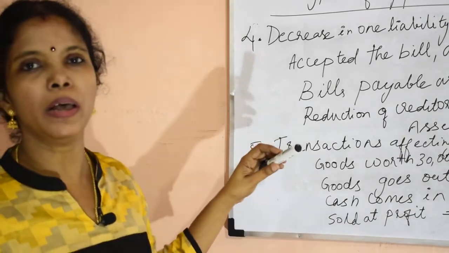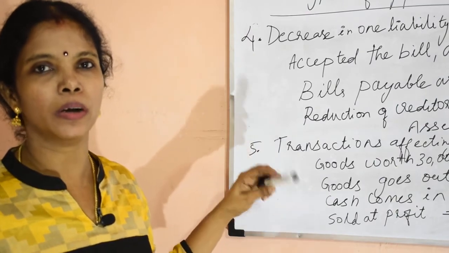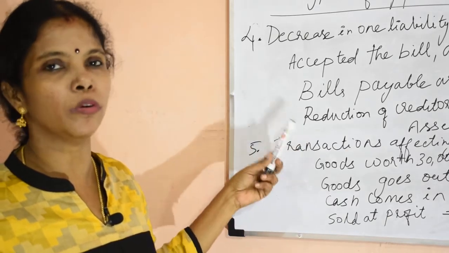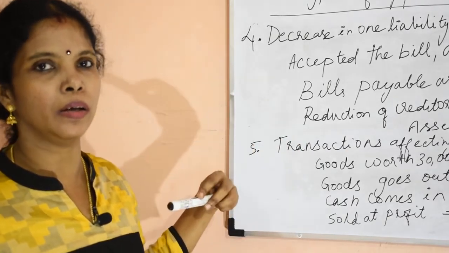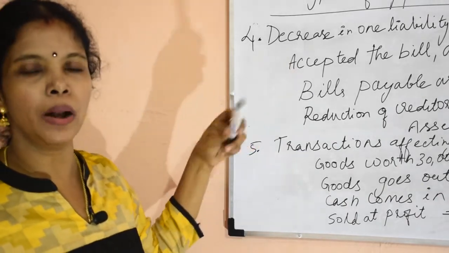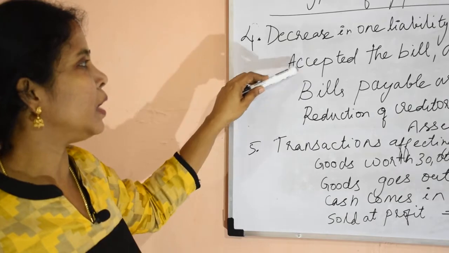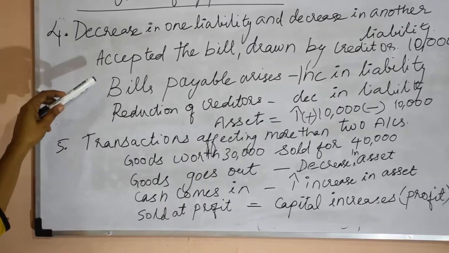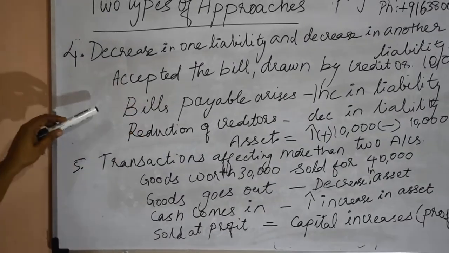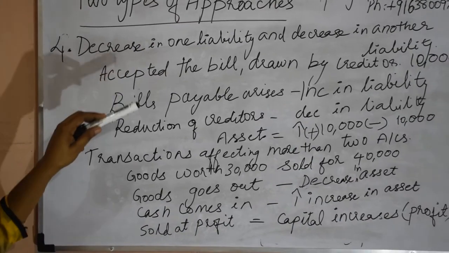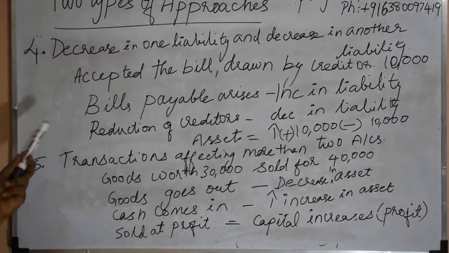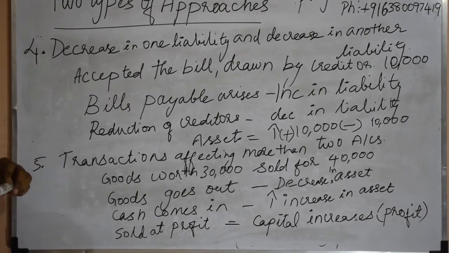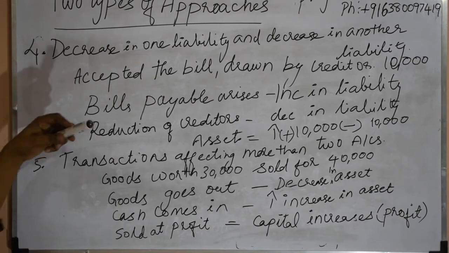So for that he will be giving us a bill. That is, you have to pay this amount within the specified period. Within that period we have to pay that amount. So he will be drawing a bill and giving it to us, and that bill will be accepted by us. So here we are accepting the bill drawn by the creditor for rupees 10,000. Here bills payable arises. So we have to pay the bill to a certain party, that is a certain creditor. The creditor means the supplier of the goods. We owe the liability to the creditor.